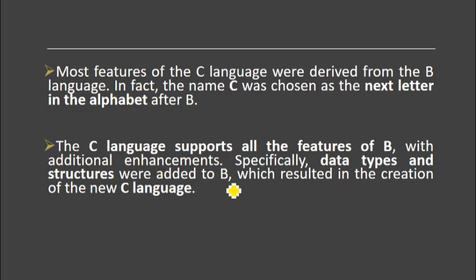The C language supports all the features of B with additional enhancements, like data types and structures, which were not supported in the B language. Especially data types and structures were added to B, which resulted in the creation of the new language called C.